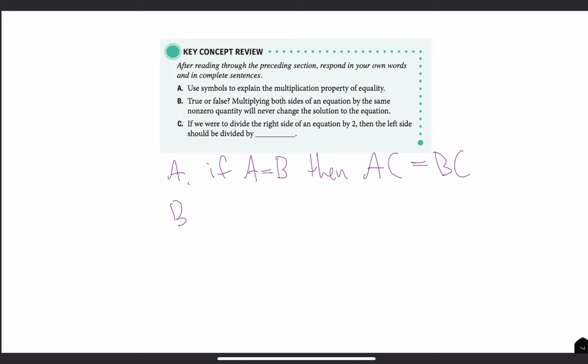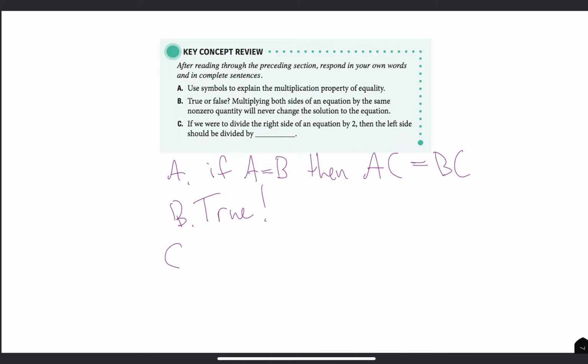Let's have a look at B. True or false, multiplying both sides of an equation by the same non-zero quantity will never change the solution to the equation. True. Multiplying by 0 turns everything into 0, so that has some pretty major consequences sometimes. So we qualify this by saying we're multiplying by non-zeros, any number that's not 0.